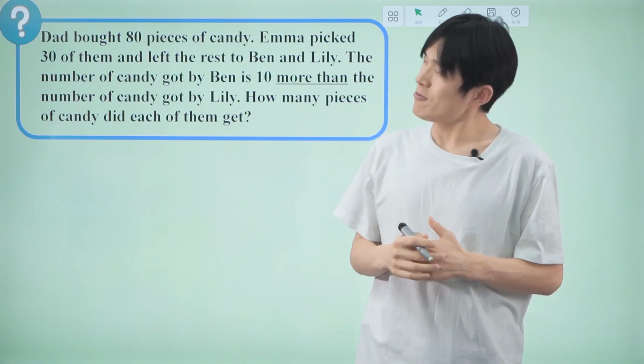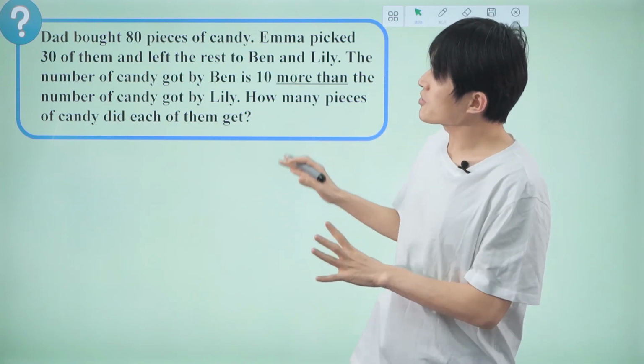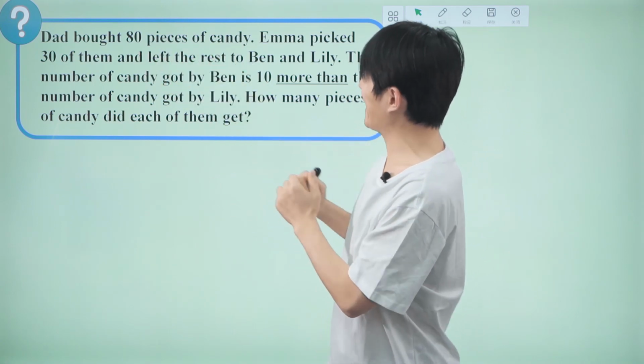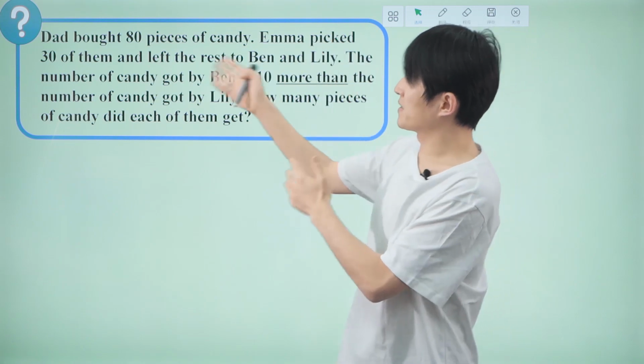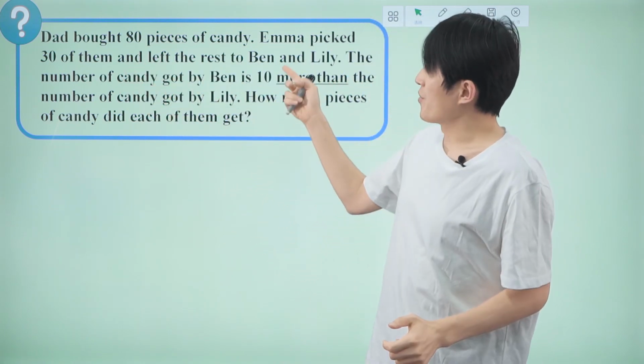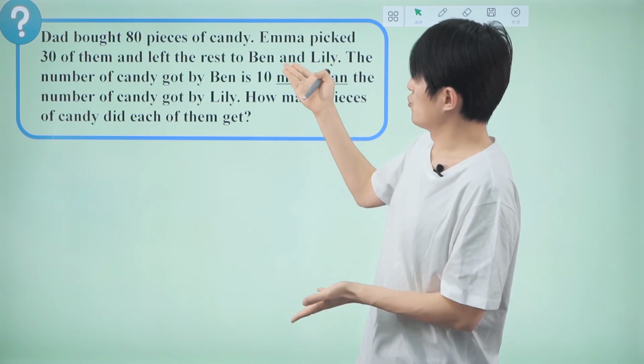Okay, so how do you do this? You first notice that the whole number of candy is 80. Then Emma picked 30 of them. So how many are left? There are 50 left for Ben and Lily.